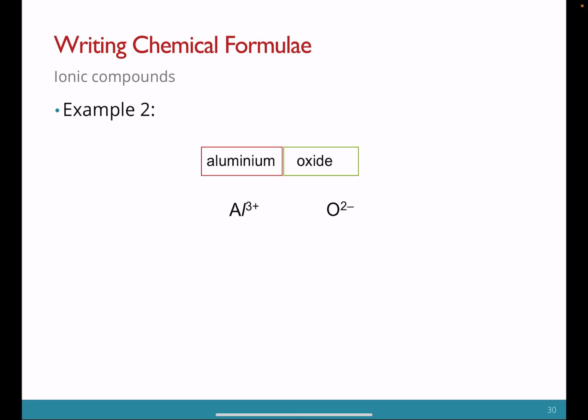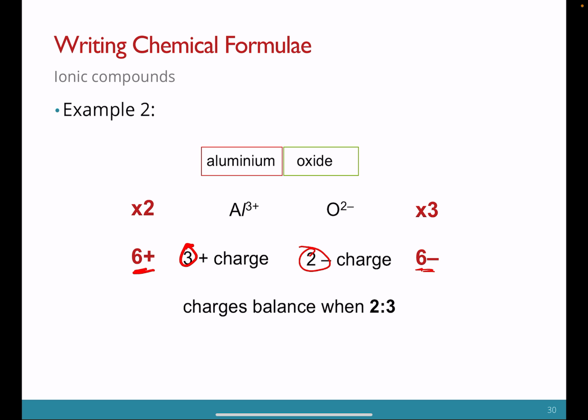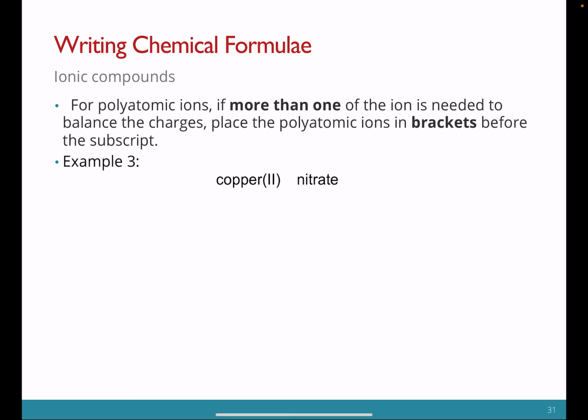With this formula, how can I then determine the formula of the compound? Notice that the charges do not balance at the moment, and hence I need to multiply the number of ions to make the charges balance. How do I do so? You can think of it in terms of what is the lowest common multiple of 3 and 2. So the lowest common multiple would be 6. Hence, I know that aluminium, which has a 3 positive charge, must multiply by 2, and oxygen, which has a 2 negative charge, must multiply by 3. The charges will balance when it's in the ratio of 2:3, and hence the formula is Al2O3.